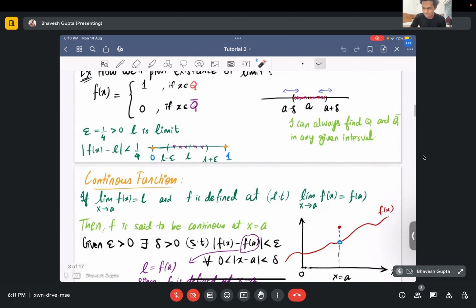Now we will see this function as an example, and we will try to figure out whether this function does have any limiting value at x equal to 0.